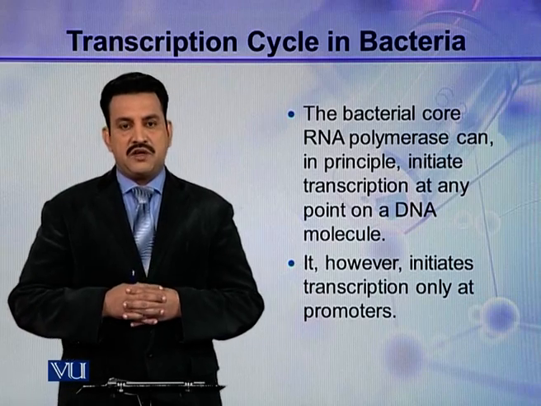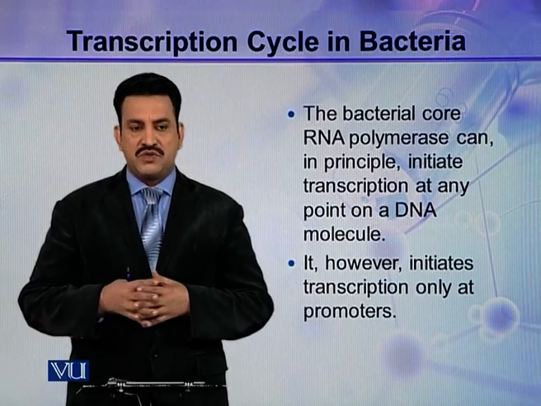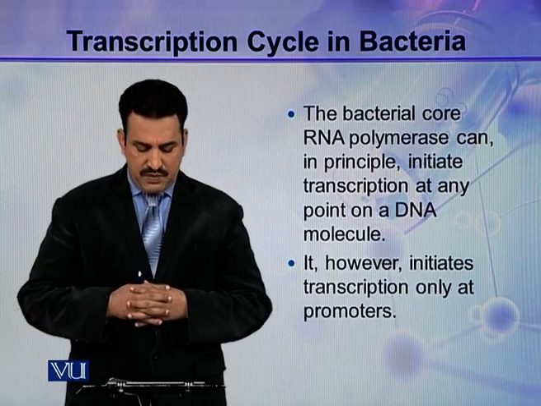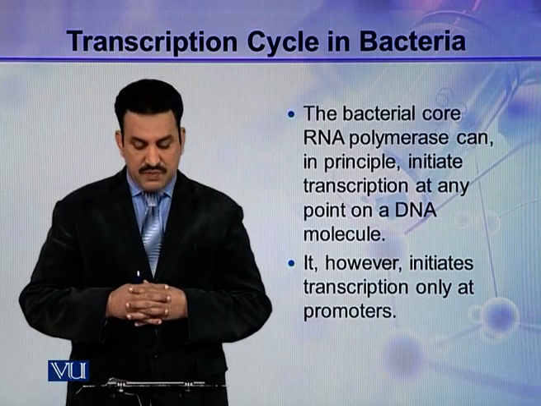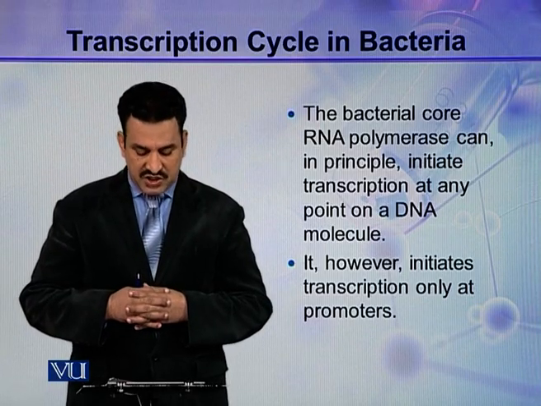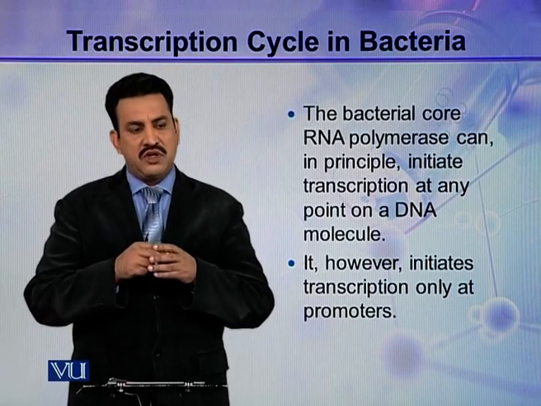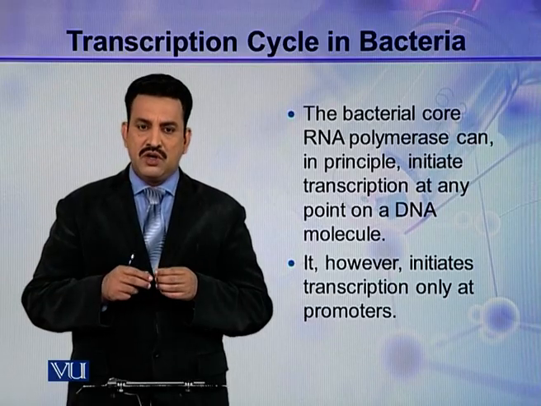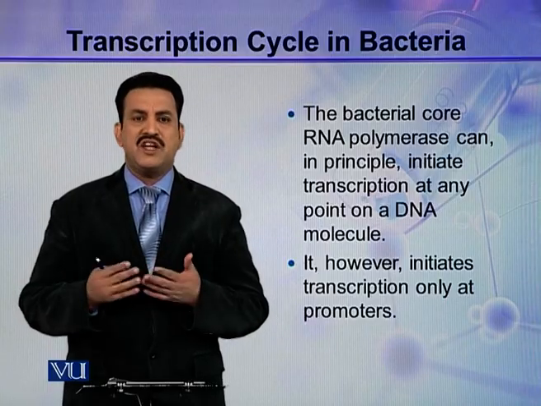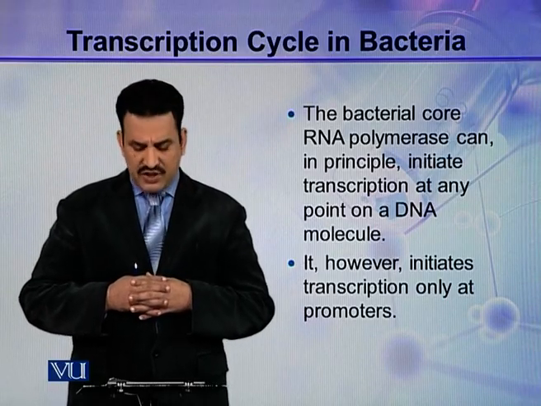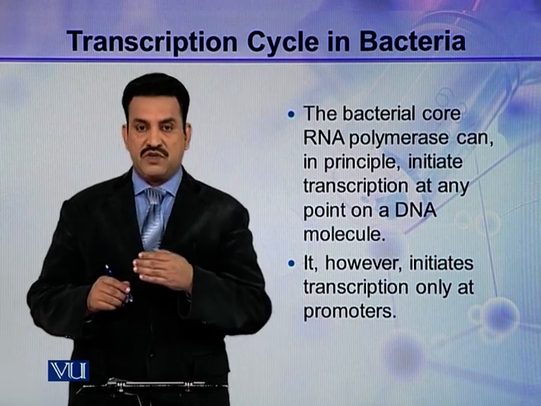Let us see a transcription cycle in bacteria. The transcription is carried out by RNA polymerase. The bacterial core RNA polymerase can, in principle, initiate transcription at any point on the DNA molecule. So, there is a long DNA molecule, and this RNA polymerase can start transcription at any point. It, however, initiates transcription only at promoters. There are some specific points, however.